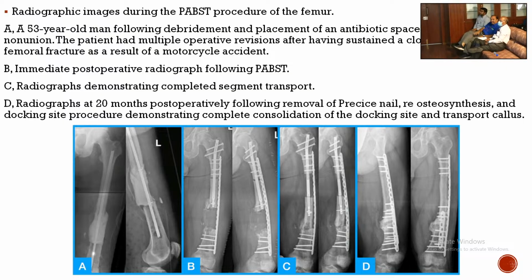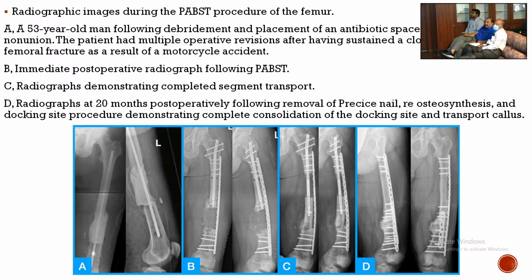We have done a similar case last week, sir, but not with the plate-assisted bone segment transport. We took an avascularized fibular strut graft. I'm just showing an alternative method to this.